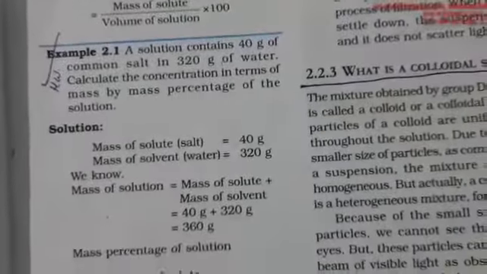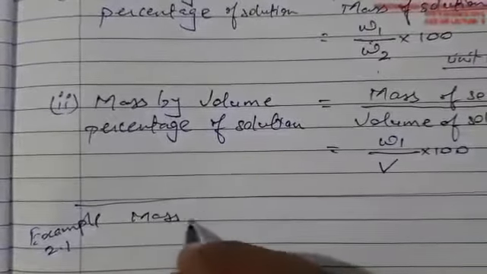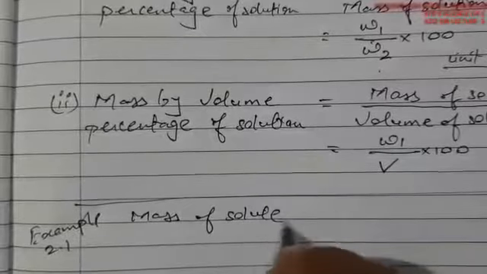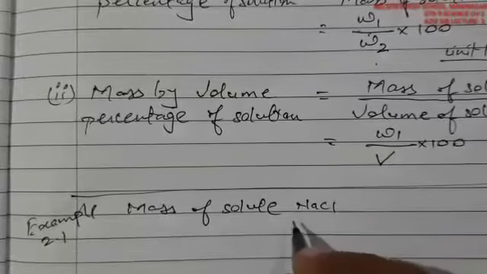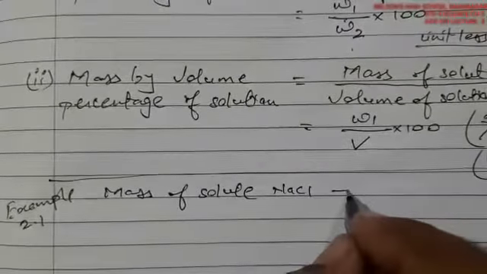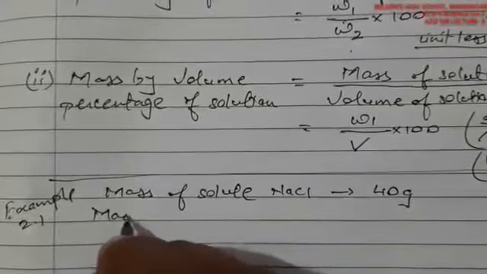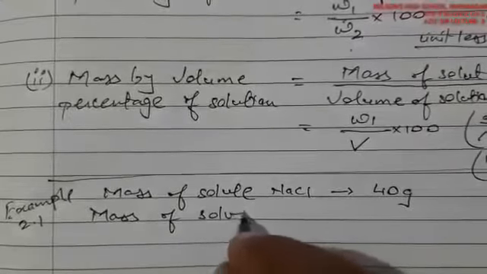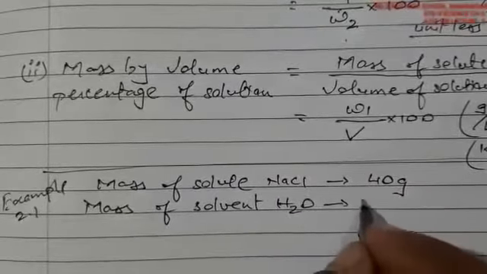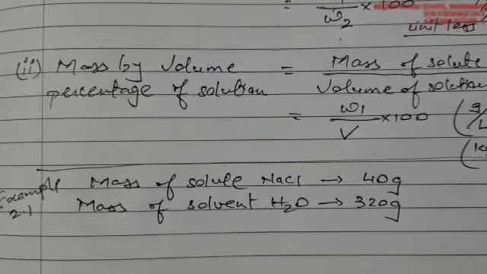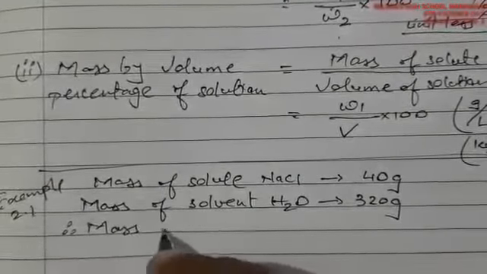So we will write everything first and then continue. Mass of solute: what is the solute here? Solute is NaCl, that is common salt, and this is given as 40 grams. Mass of solvent: solvent is H2O, water, which is given as 320 grams.